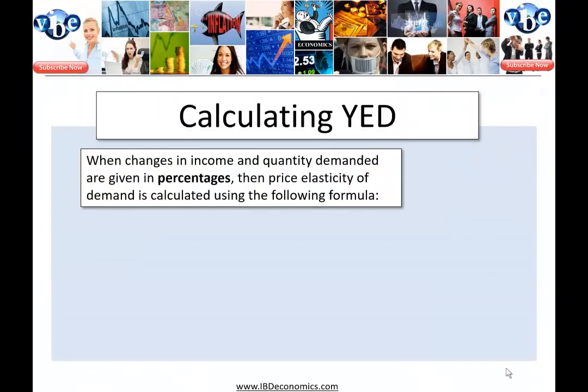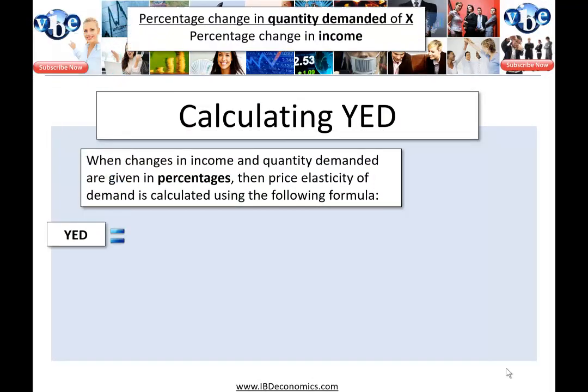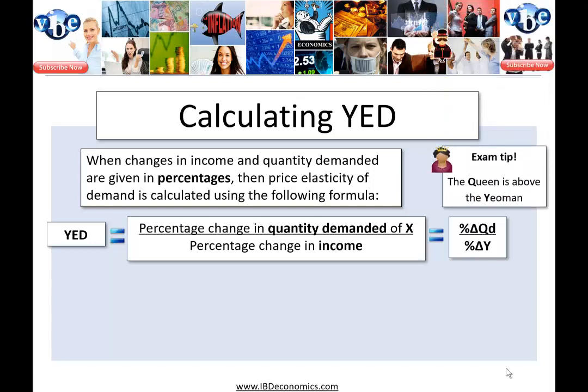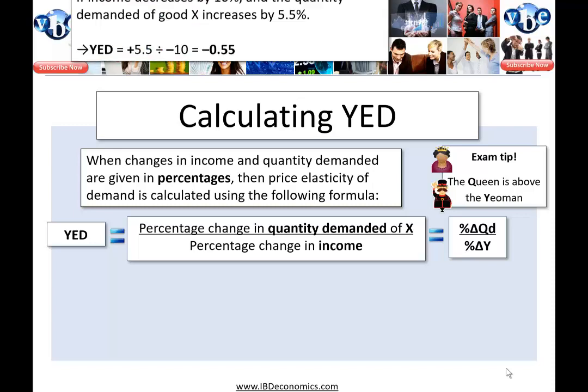Okay, so how to calculate YED? Now, the formula should look pretty familiar. We have the Q on top, quantity demanded on top, and this time we've got the percentage change in income on the bottom, which means that we can still use our mnemonic here. Q is above everything. Quantity demanded is above everything. And in this case, it's above income. The queen is above the yeoman.